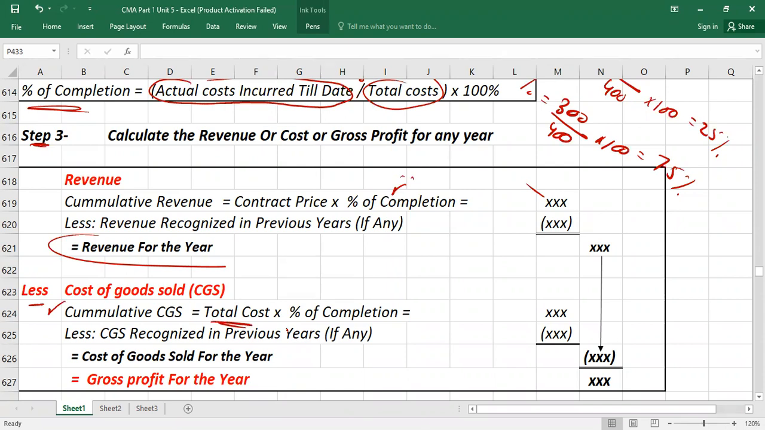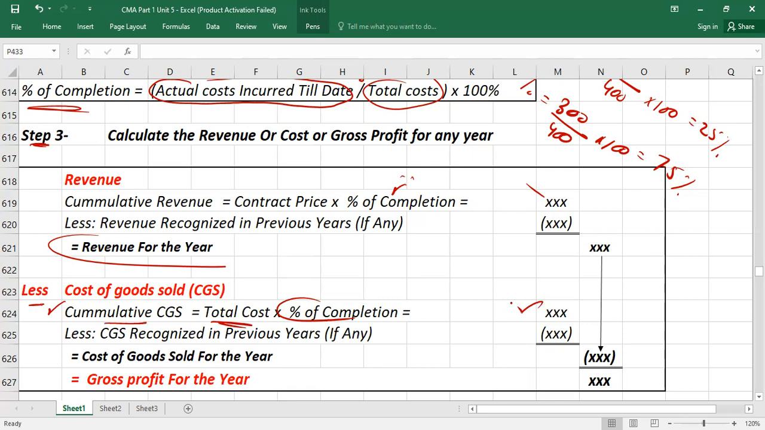Total cost. It's not cost incurred till date. It is total cost. And I told you in step number 1 how you will get total cost, right? You will pick that total cost and you will multiply it with the percentage of completion. So this will give you cumulative cost of goods sold.